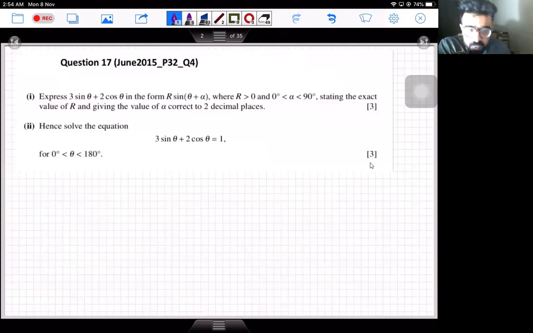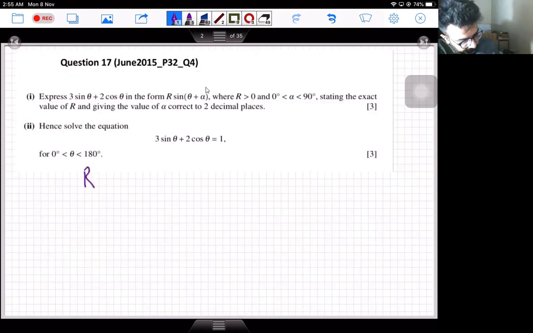All right, then we have question number 17 from the handout, which is June 2015, paper 3, variant 2, question number 4. The question is saying: express 3 sine theta plus 2 cos theta in the form r sine (theta plus alpha), where r is greater than 0 and alpha is between 0 and 90, stating the exact value of r and giving the value of alpha correct to two decimal places. So this is basically a harmonic form.